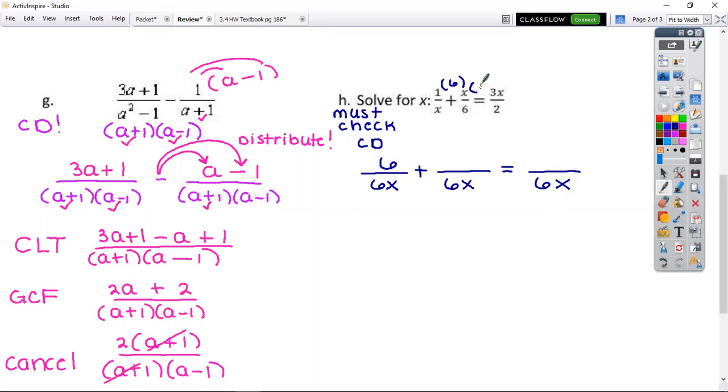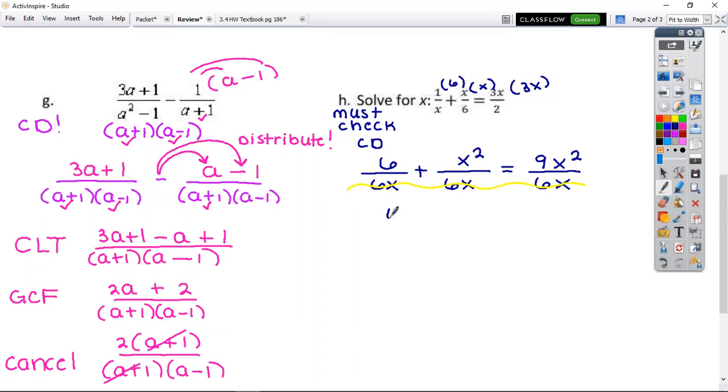Next, I'm going to multiply that by x. So that gives me x squared. And lastly, I'm going to multiply this one by 3x. So this would give me 9x squared. Okay. Because you finally have an equal sign, you are permitted to drop the denominator, only for equations. And then solve the numerator.